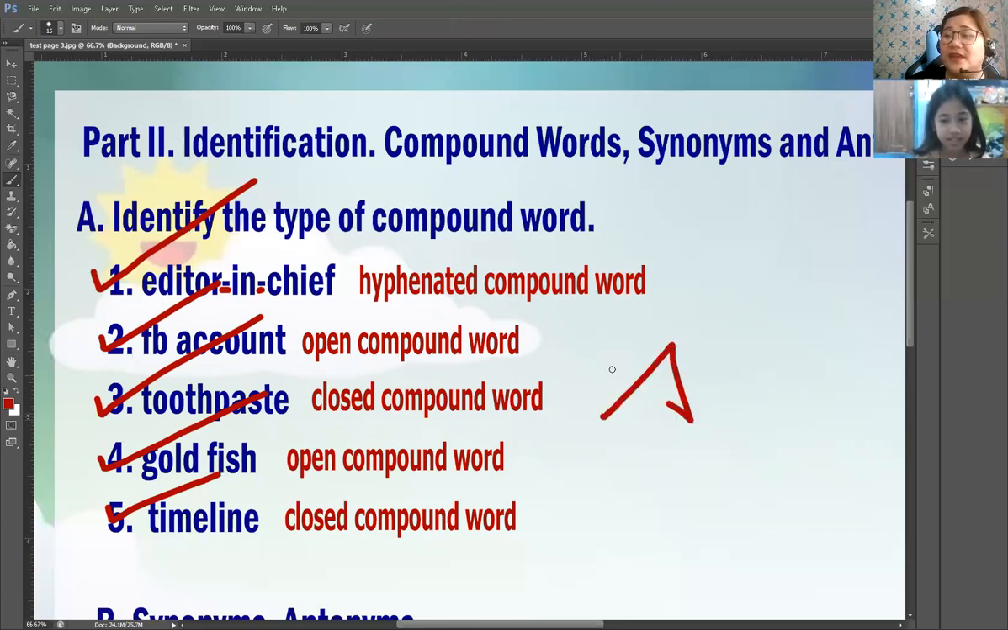Great job, Karsten. I think you really do understand the types of compound words and what compound words are. So, do you have any questions?